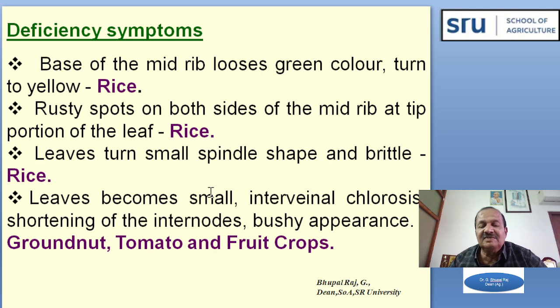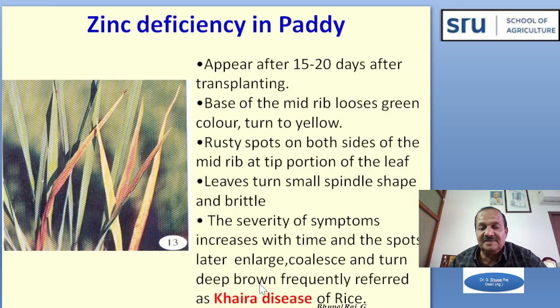The leaves also become small, and interveinal chlorosis, shortening of the internodes and a bushy appearance are the general symptoms. These symptoms, small leaves, interveinal chlorosis, shortened internodes and bushy appearance, are common in oilseed crops like groundnut, vegetable crops like tomato, and fruit crops. So these are the most common symptoms. So this is the paddy, as I just told you.